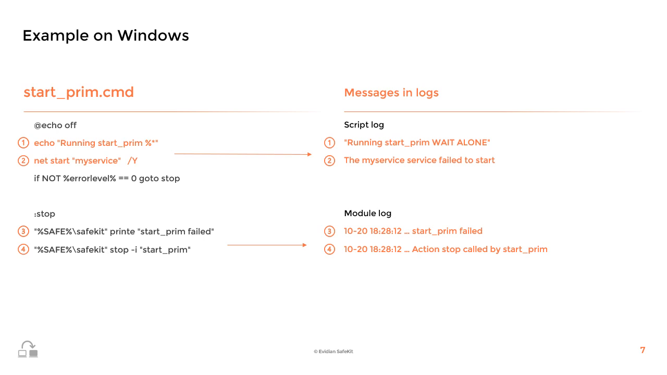As shown in point 3 on the slide, by using the SafeKit print command, you can log a message in the module log. As shown in point 4, when executing a command like the stop one with the -i startprim option, you will have a stop message in the log, indicating that the stop action was initiated by startprim.